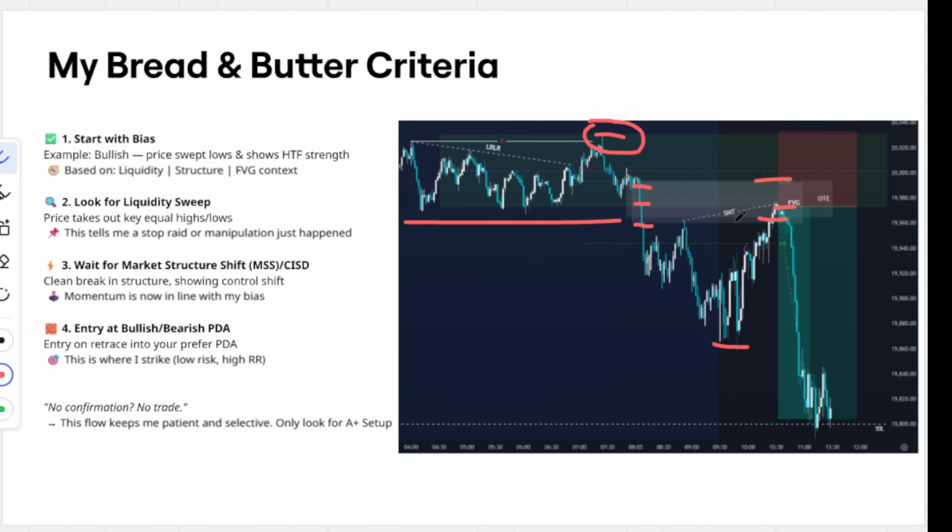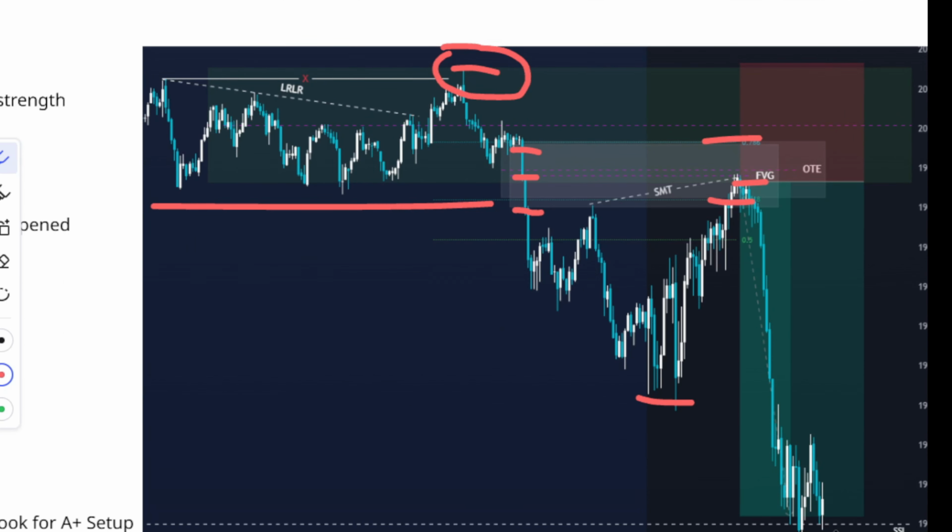So entry retrace at any PD array with confluence. If you use SMT, you use OTE, you use fair value gap, you use inverse fair value gap. There's a lot of different PD arrays that you could look for, and then you just put in your entry. I usually only use limit orders, so if I know where the price is going, I just set a limit order. Once it taps, I will set my stop and my profit, and I just walk away. So either this trade is going to be a loss or a win.